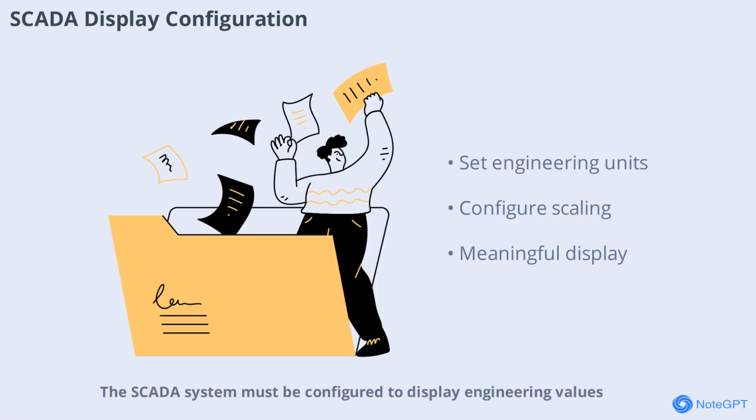The SCADA system must be configured to display engineering values, not raw integers. This involves setting up the correct scaling and units for each signal, ensuring operators see meaningful data.